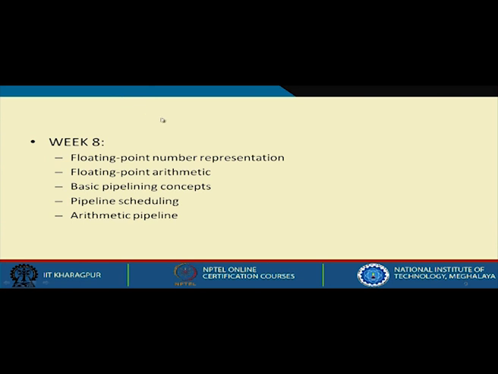Then we continued to week 8, where we moved on to the floating point numbers. Since we did not discuss floating point number representation earlier, we started by discussing the floating point number format, in particular the IEEE standard for representing floating point numbers. Then we talked about how we can carry out floating point addition, subtraction, multiplication, division, and what kind of hardware requirements and additional processing steps are there. So we talked about those things.